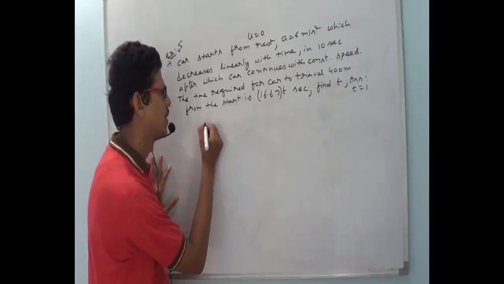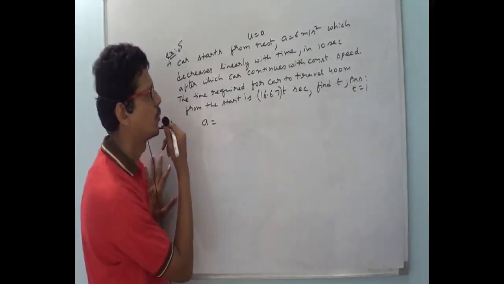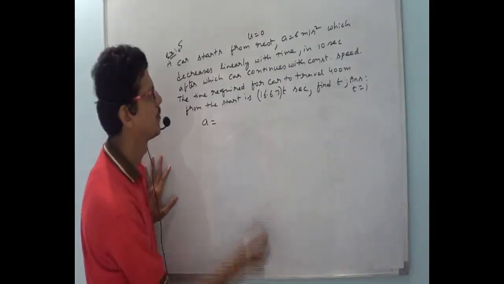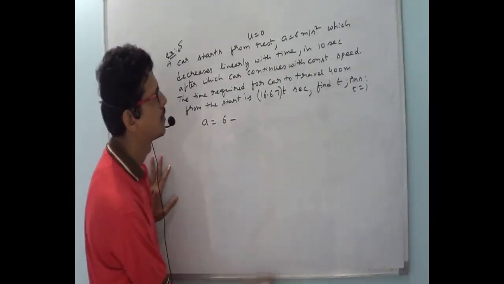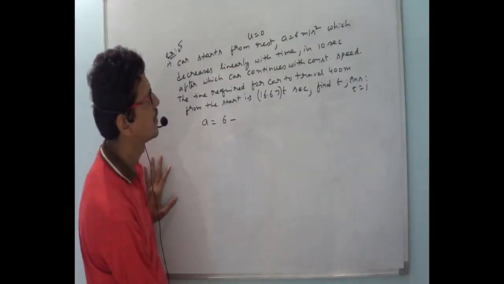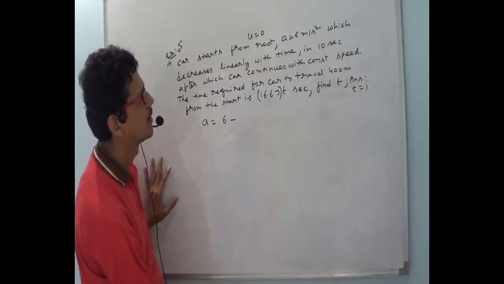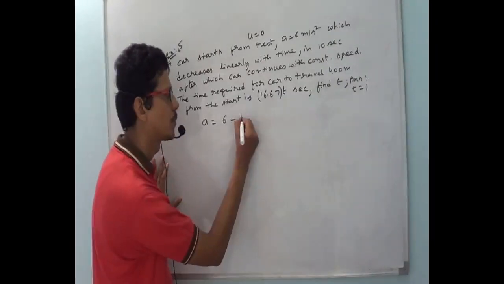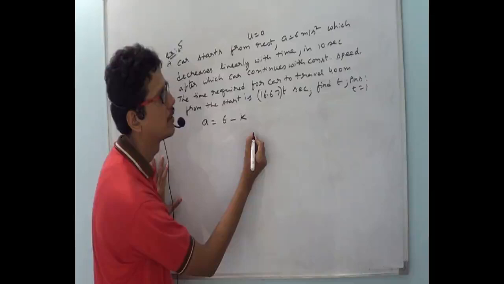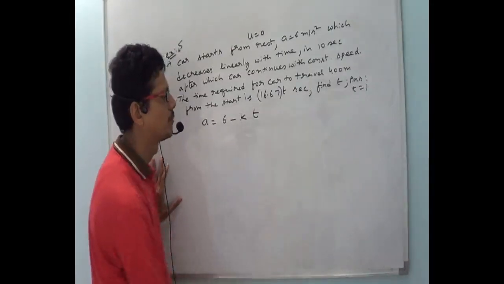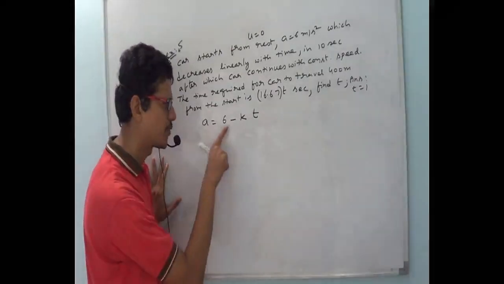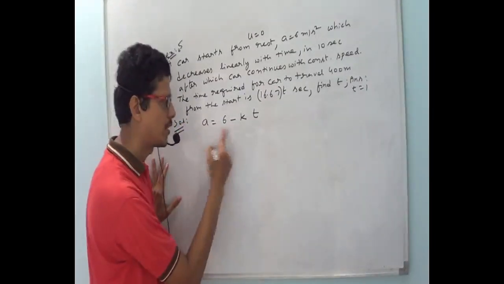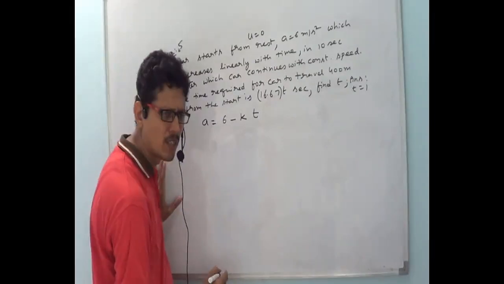So A is equal to U minus, it decreases linearly in 10 seconds, acceleration okay. Some constant into T you write. Constant into T. This is a linear equation, a straight line equation, na? So this is a straight line equation only. Y is equal to mx plus c.